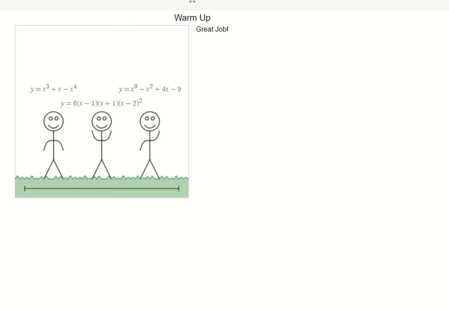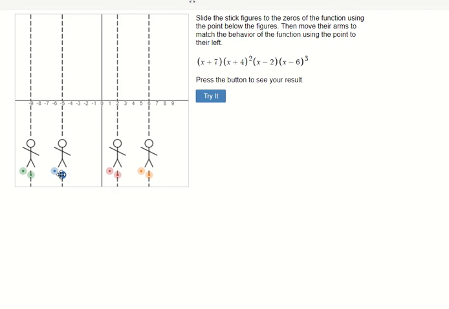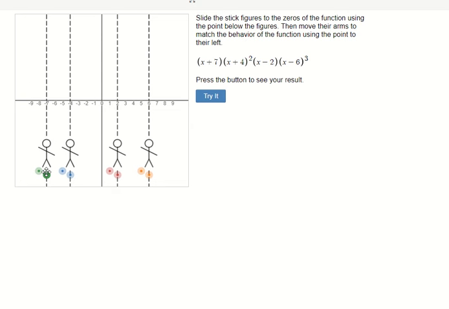All right, and the next one, we've got, oh, this one. So the first thing I'm going to do is I'm going to slide each stick figure to one of the 4 zeros. We have a 0 at positive 6 is the first one. It's on the far right. Then we have one at positive 2. And then we have one at negative 4. And then we have one at negative 7.